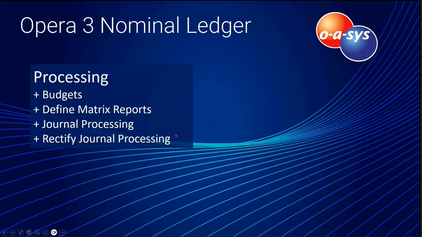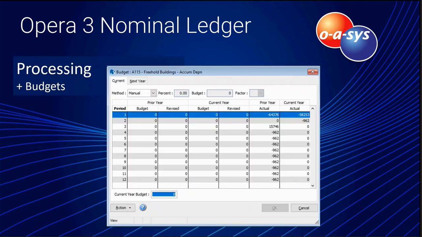Now, in the processing, I'm going to look at budgets, at defining matrix reports. I'm going to look at journal processing and the rectify journal processing functionality. Just looking at the screens, posting some transactions, and just seeing if you understand how that works. So from a budget point of view, that's one of the screens for our budget. So this would be a budget we enter against one of our nominal accounts, and that would allow us to use the budget factors we had before. For example, we can manually enter it in one period at a time, etc.